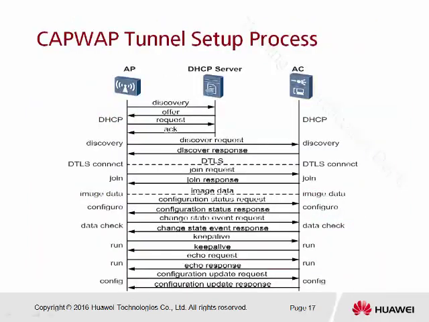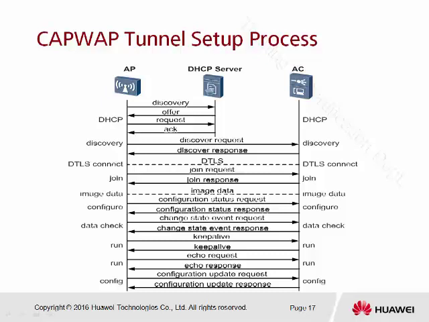So this is how the AC is going to manage the AP. Before we can do the troubleshooting, we need to understand the entire process and how the AP is going to build the CAPWAP tunnel with the AC. The first step is always DHCP.